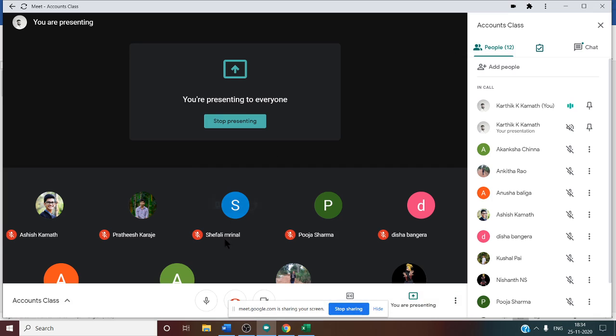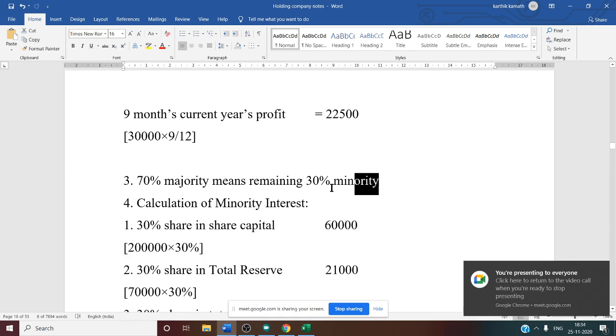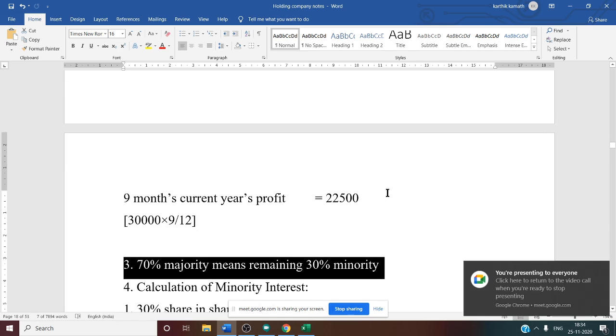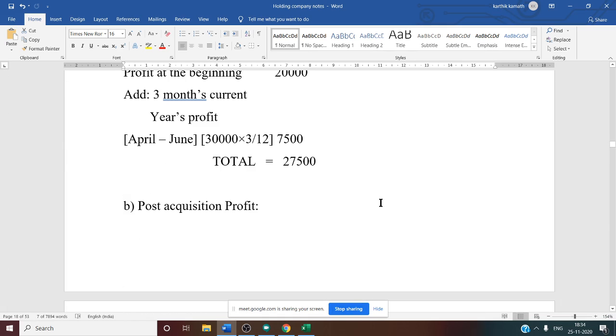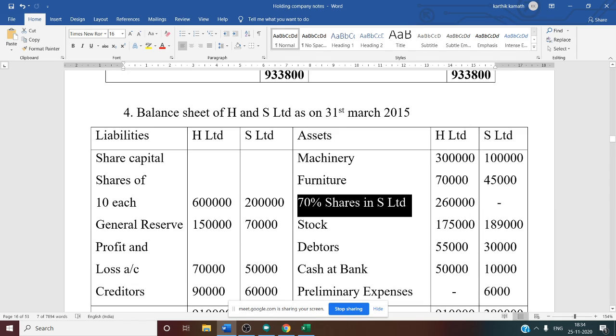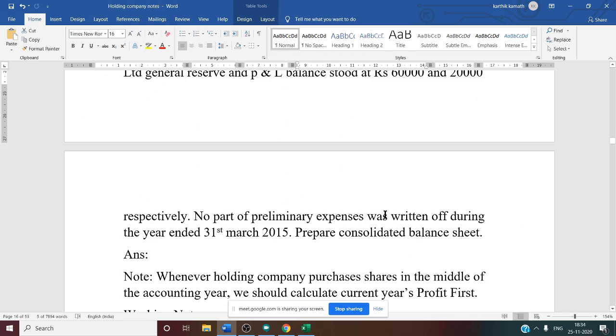Yes. So now we discussed two working notes. Now after this, the third one is 70% majority means 30% minority. This is not a working note actually because it is directly given in the question. Just for understanding purposes, I have written 70% share means more than 50%. So 70% belongs to the holding company, which means the other 30% belongs to the subsidiary company. It is very, very simple.